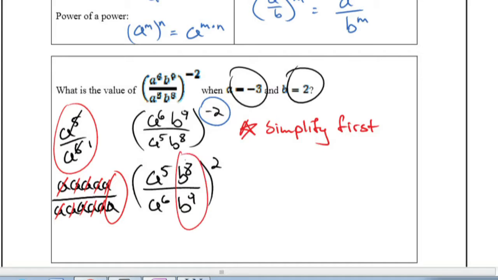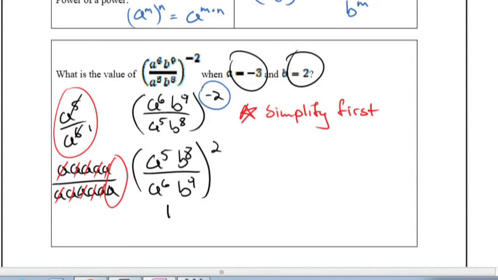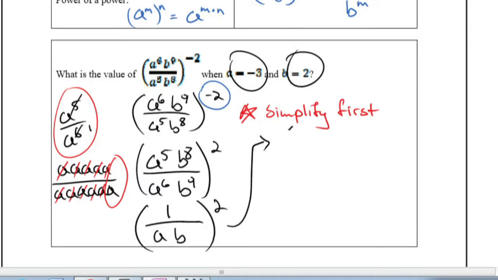Same thing with b to the 8 over b to the 9. That's just going to leave a b on the bottom. So if I simplify inside my brackets here, I'm going to end up with a 1 on the top. a to the 5 and a to the 6 is going to give me 1a on the bottom. And the same thing with my b's. I'm going to end up with 1b on the bottom. Just going to move this up here.